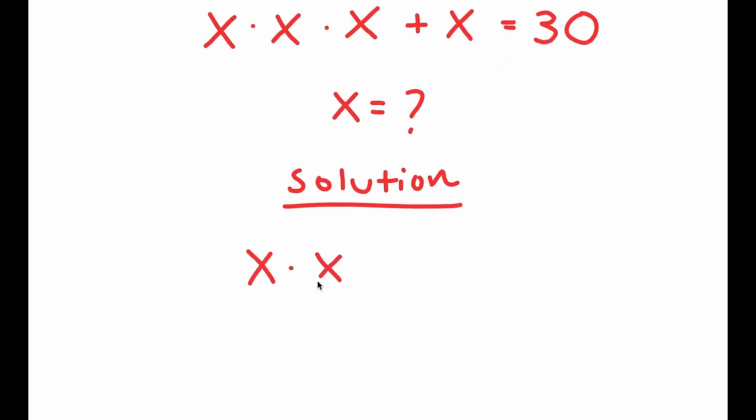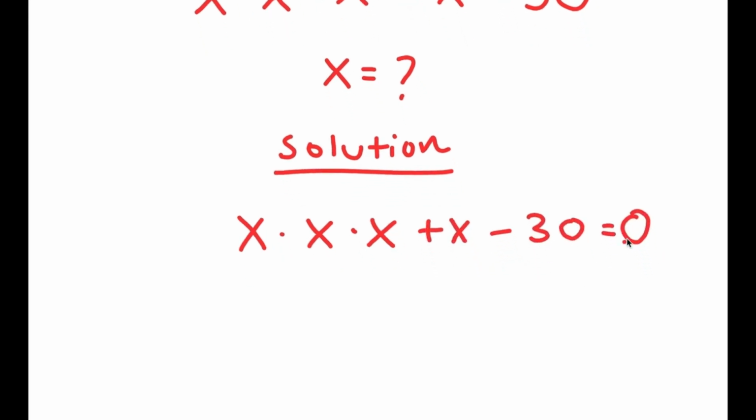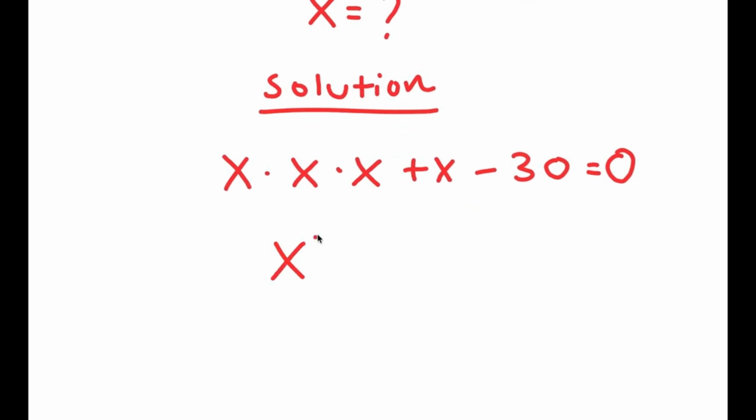So if I subtract 30 on both sides, I get x times x times x plus x minus 30 is equal to 0. Now from here, I can rewrite this as x to the power of 3 plus x minus 30 is equal to 0, because x times x times x is the same thing as x to the power of 3.